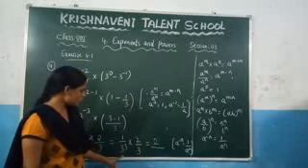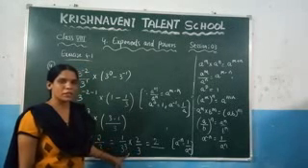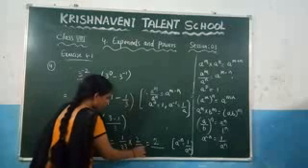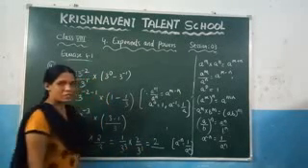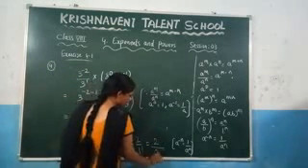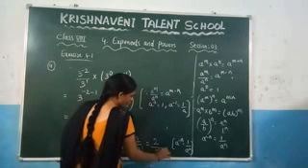Here again, since the bases are same, what we can do, you can add the powers. So what are the powers here? 3 plus 1, which is nothing but 4. So you will get here 2 by 3 power 4.